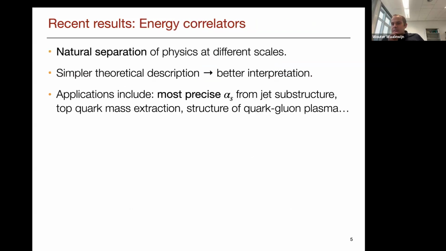Another thing that I want to mention is energy correlators. This is a topic that has really got a lot of attention recently because energy correlators provide a natural way of separating physics at different scales. Many of these applications, whether in the quark-gluon plasma or extracting the top quark mass, are basically like the spectrum of the CMB. You can see different structures appearing, and they can directly be interpreted as physics at that scale. And one of the things that's nice from the theory side is that the theoretical description is simpler, which also makes it more interpretable.